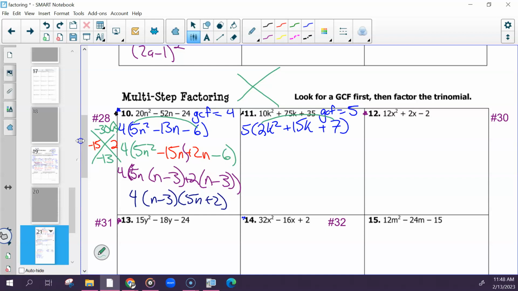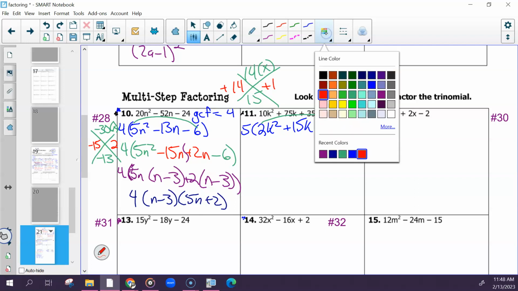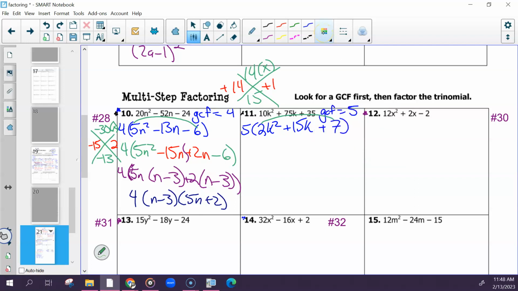There we go. We're looking for two numbers that multiply to be 14 but add to be 15. Remember, if those two are close, one of your factors is going to be 1. So what would our two factors be? 14 and 1. 14 times 1 is 14. 14 plus 1 is 15. Then bring down your GCF, bring down your first term, put your 2 in the middle, plus 14k plus 1k, or just plus k, either or. Plus 7.